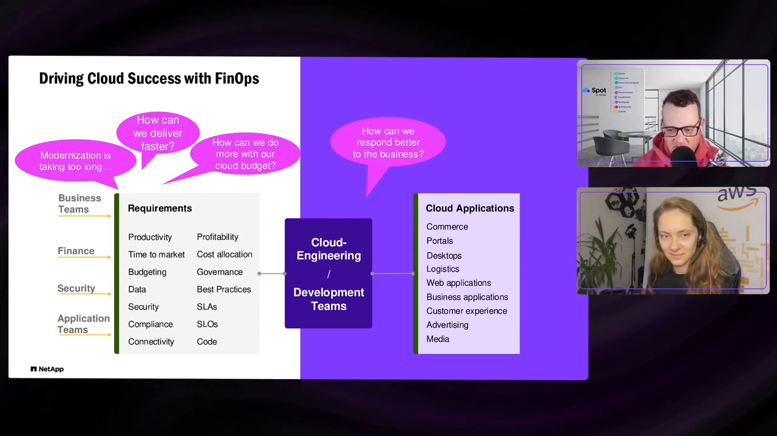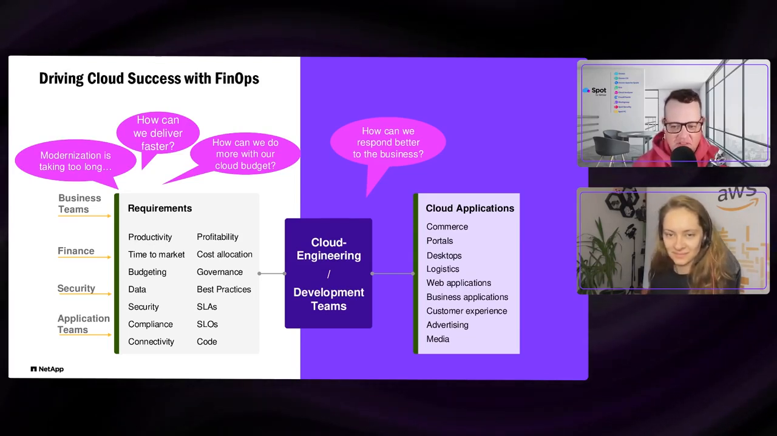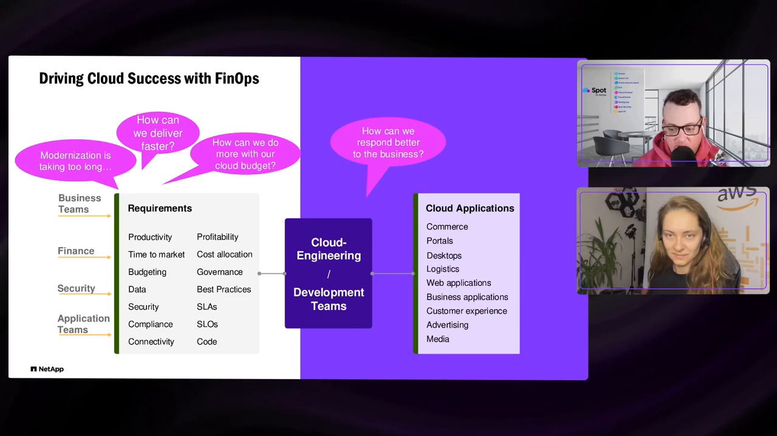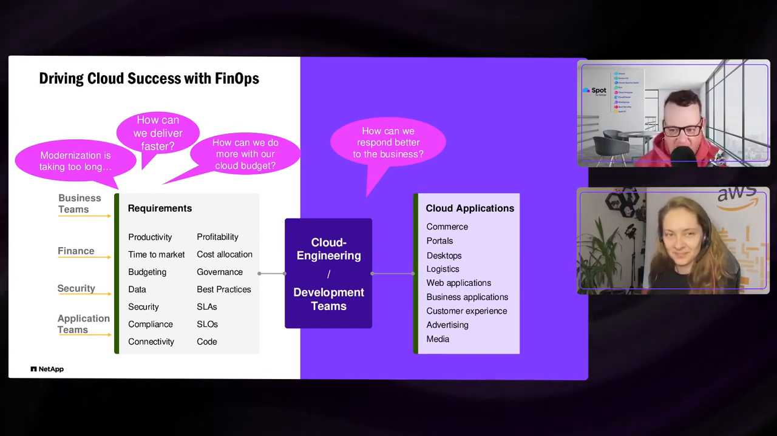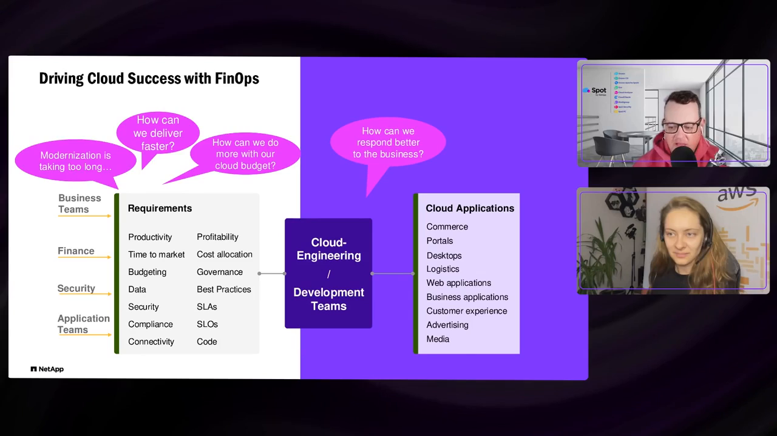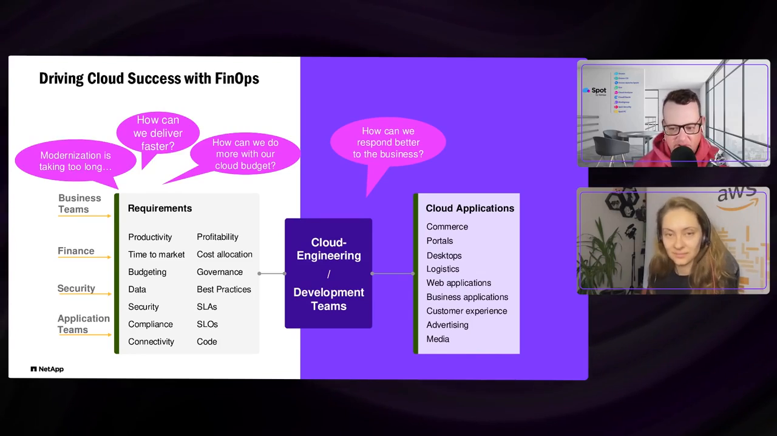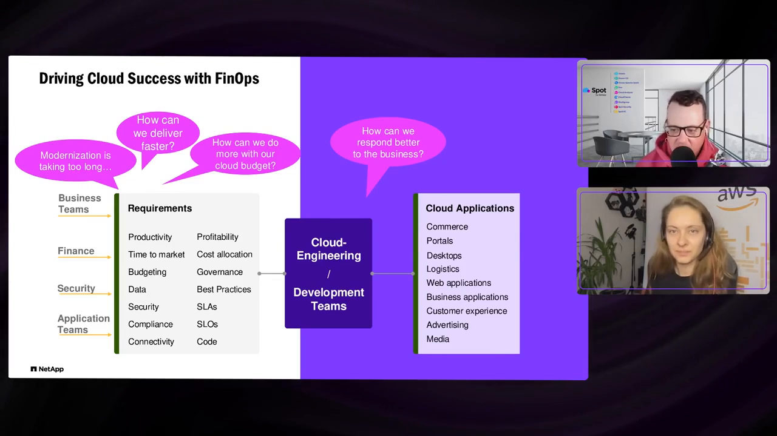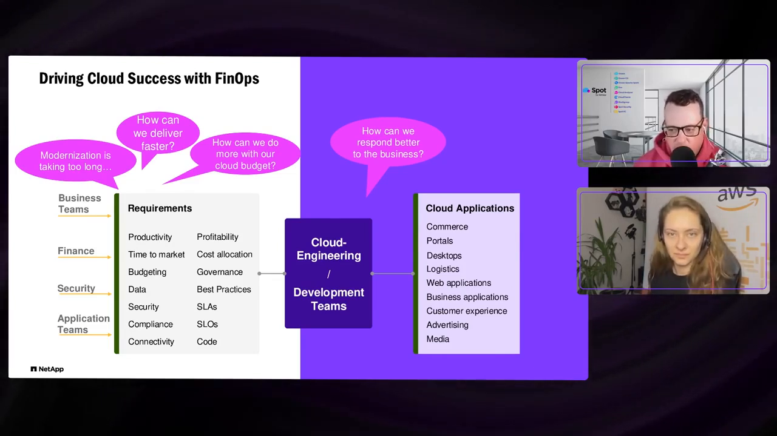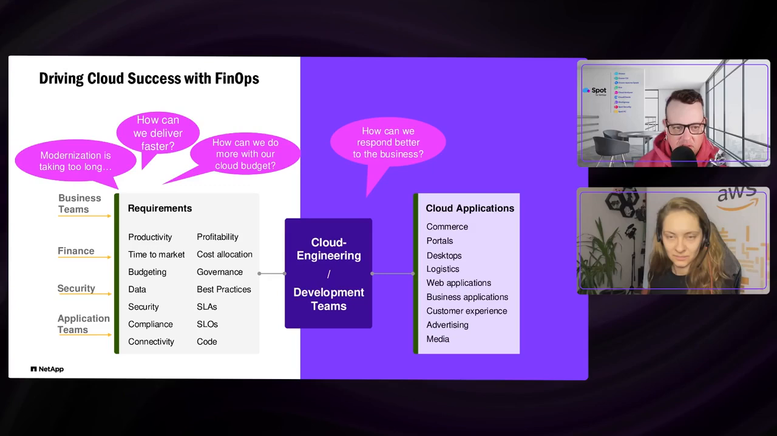And so, in this little diagram here, we've taken things that, especially me in my practitioner role, and I'm sure Natalia, you've heard the same comments from the business. It's taking too long to do X. How can we make it faster? How can we do more with our cloud? And the question that we always have as architects is, how can we respond better to the needs of the business and be better partners to the business? And we see these requirements on the right of the things that are important to the business team, the finance team, the infosec team, and the development teams. And then how do we turn those requirements into these important cloud applications, right?